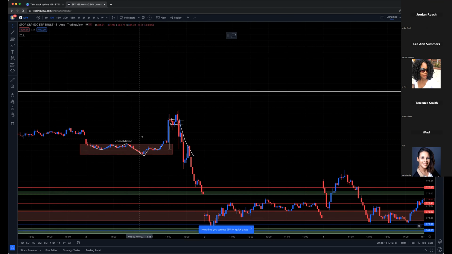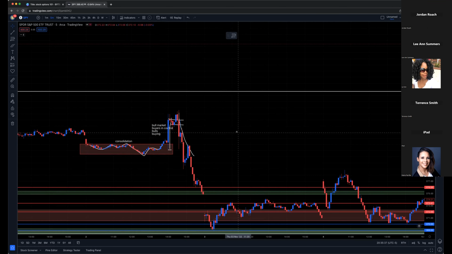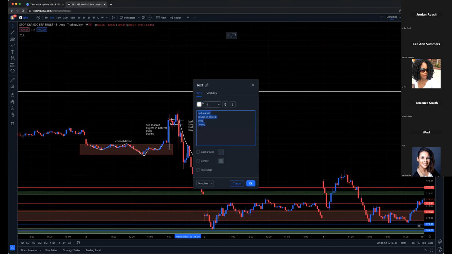All right, you have areas where the buyers and sellers are agreeing. You have an area where buyers are in control, so we can call it bull market. Buyers in control, bulls, buying, all these keywords to help you remember what you're seeing when you're looking at blue candles on my chart. However you set up your TradingView is up to you. I like blue and red colors, so that's what I do. And then you have an area where we have a bear market. Sellers are in clear control here.